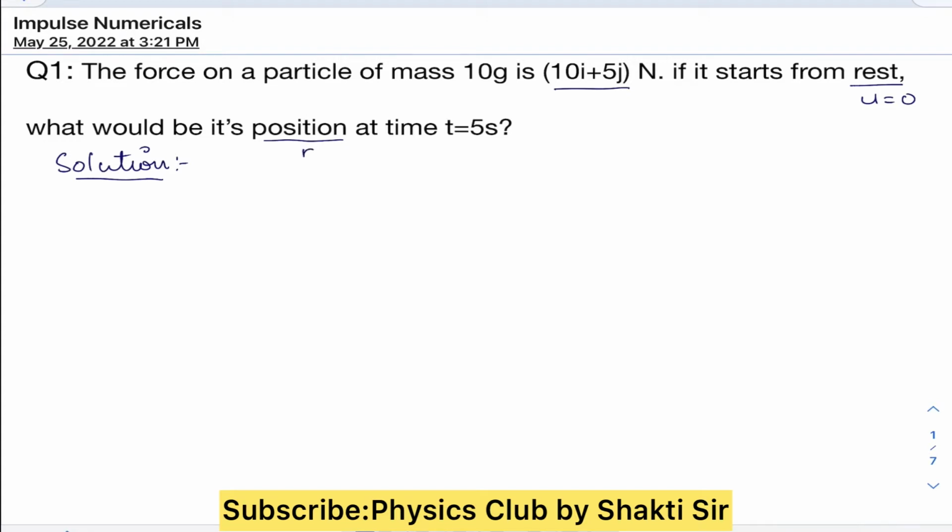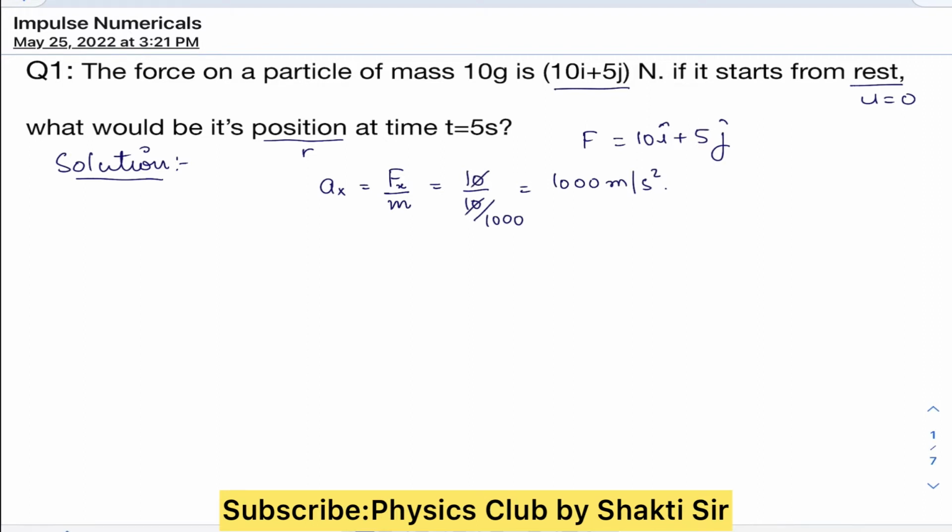So let's start with, we have force equals 10 i cap plus 5 j cap. So from this we can say the acceleration along the x-axis is nothing but the force along the x-axis divided by mass. So the value of force with the x component is 10 and the value of mass is 10 gram. Gram can be converted into kg, something like this. So it comes out to be 1000 meter per second square. It is the acceleration along the x-axis, because these terms cancel each other.